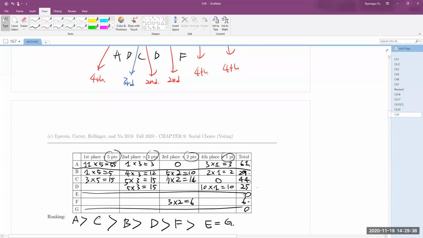Okay. Do you have any question on this example? Good.